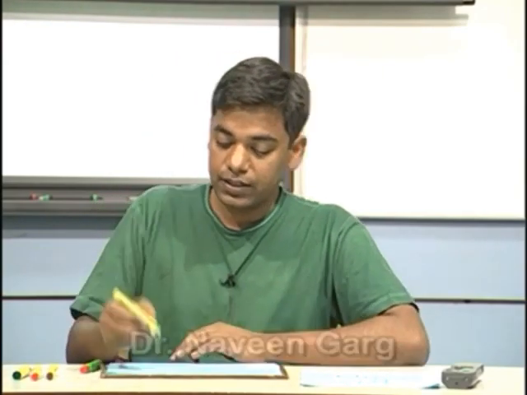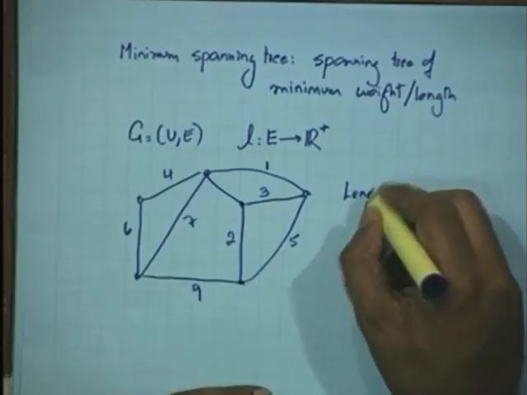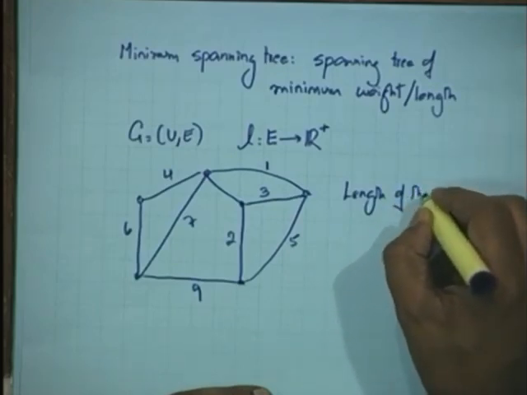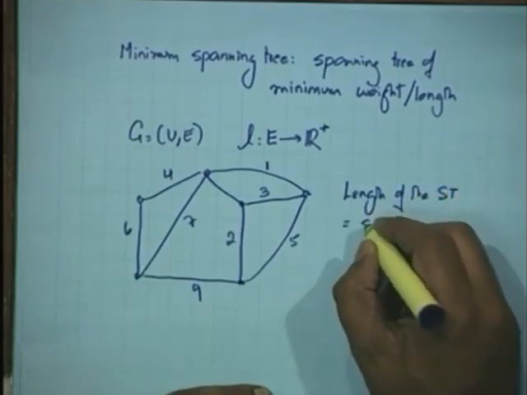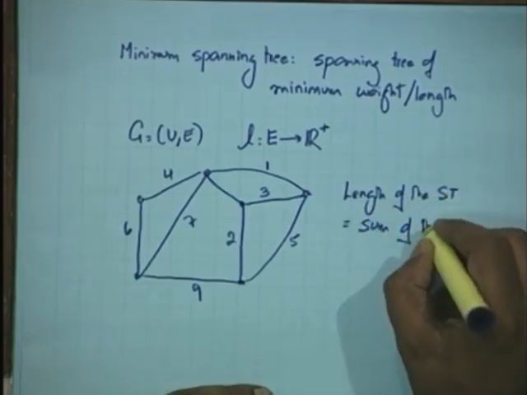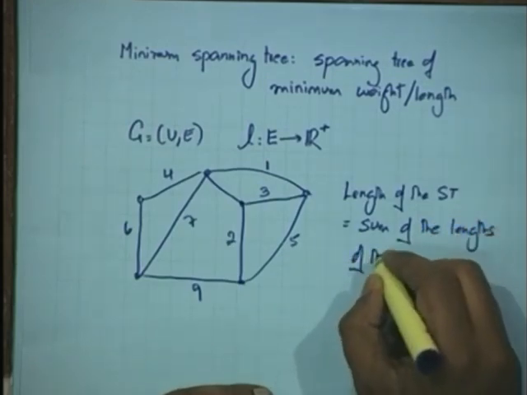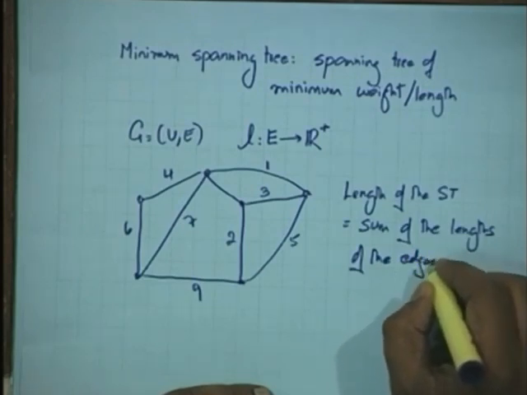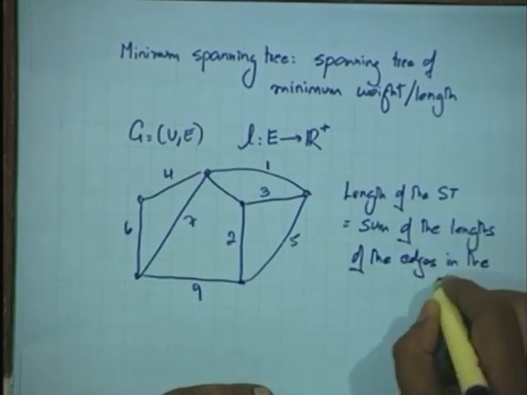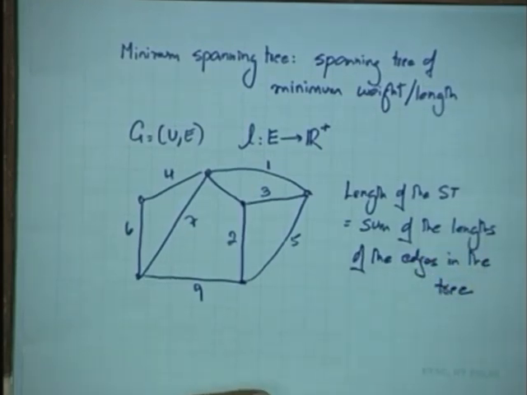So let's formally define that. The length of the spanning tree equals the sum of the lengths of the edges in the tree, right?